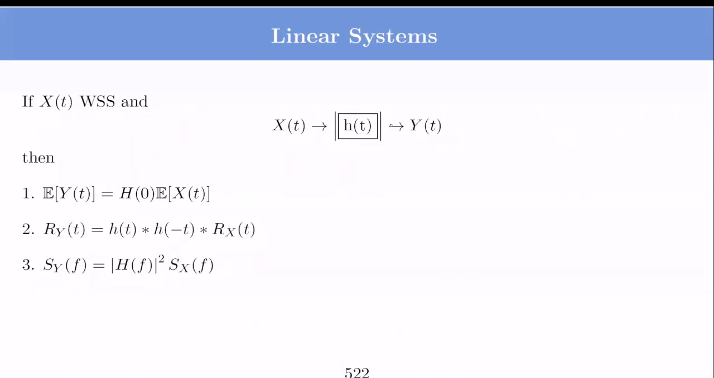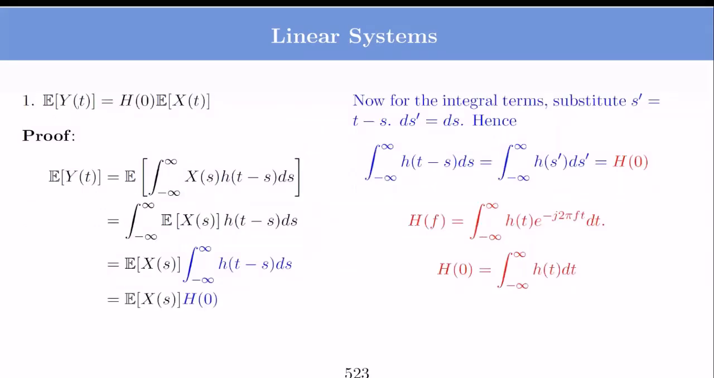Now let us see, if there is a linear system and I apply a random process to it, what kind of output we get. We assume x(t) is wide sense stationary. I would be interested in computing the expectation of y(t), the autocorrelation of y(t), and the PSD of y(t). First is the expectation of y(t). Our claim is that the expectation of y(t) is equal to H(0) times the expectation of x(t).